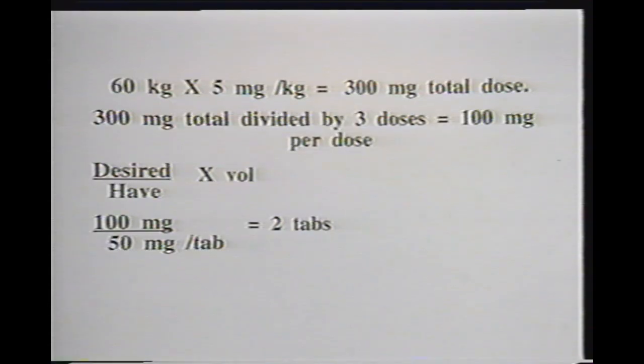100 over 50 is 2 tablets. Now, you may find on NCLEX that you have questions where you have to do several steps. The most important thing is to be sure you're dealing with like units, for instance, kilograms and kilograms, milligrams and milligrams, and then go ahead and proceed to solve the problem. Do it step by step. The math part will not be difficult. What's difficult is just deciding on the number of steps to go through.